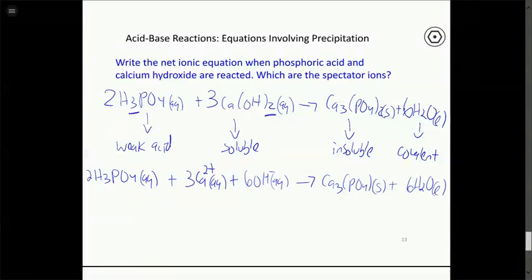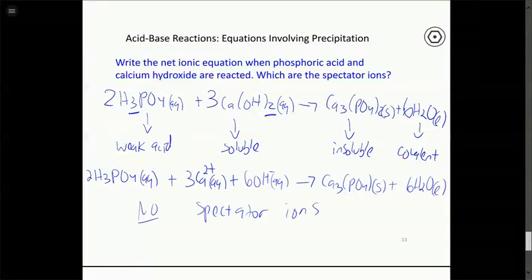And so this is our total ionic equation, and if we look here, we don't have any spectator ions in this equation because the calcium 2+ forms an insoluble ionic compound, so you don't have calcium 2+ on the product side. OH minus no longer exists on the product side. There are no spectator ions.